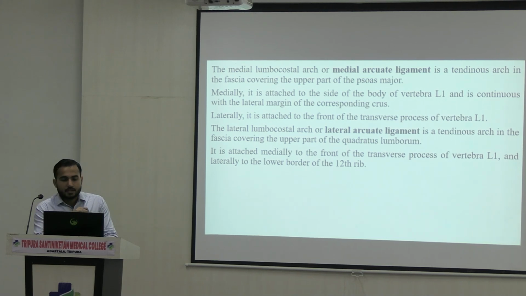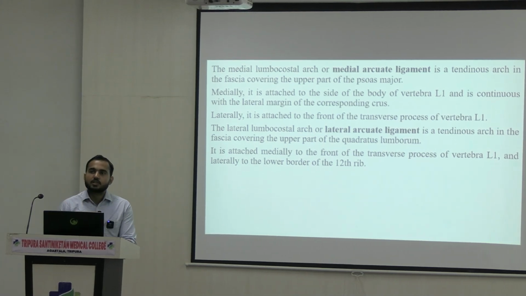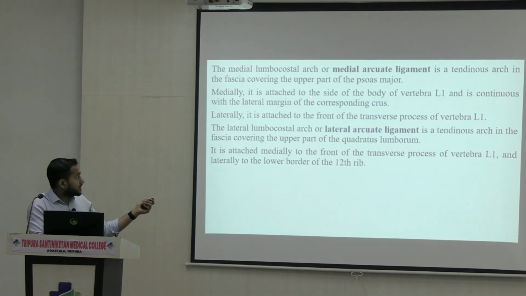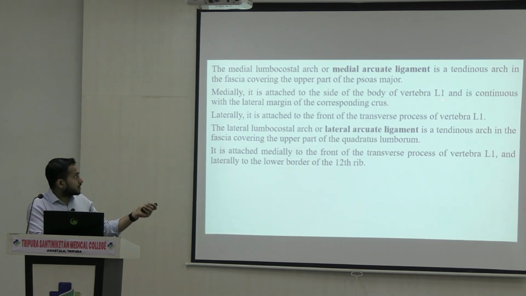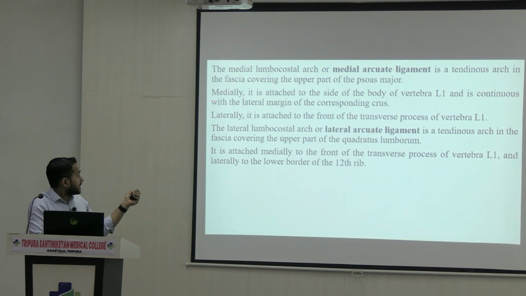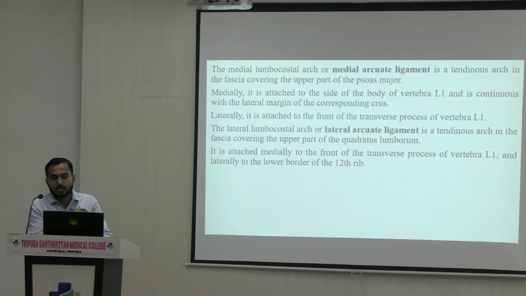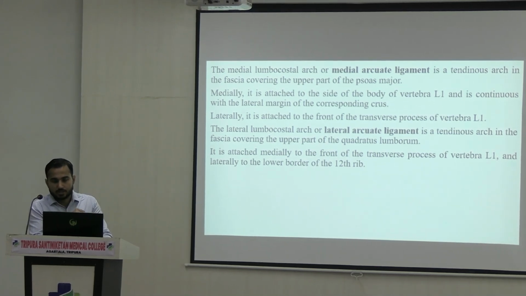Okay. Next, if you see the attachment of this medial arcuate ligament, though it is getting thickened, it must have some attachments. So it is attached to the body of first lumbar vertebra, and it is continuous with the lateral margin of the corresponding crus. Okay, so what is the attachment? First attachment is the body of the first lumbar vertebra, medially. Now what is the lateral attachment?